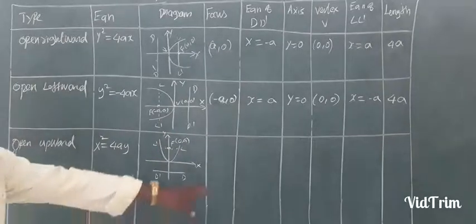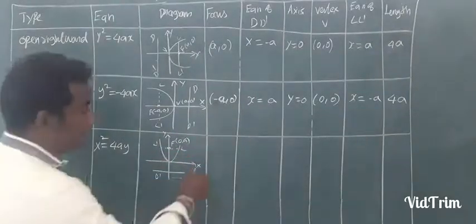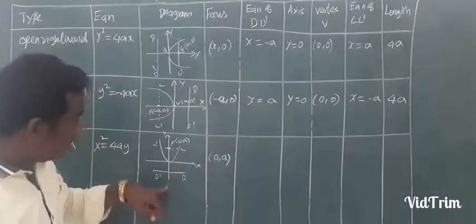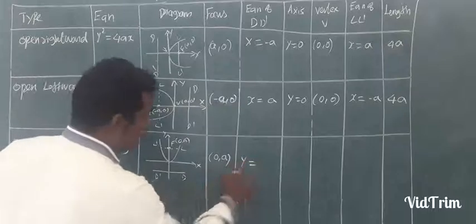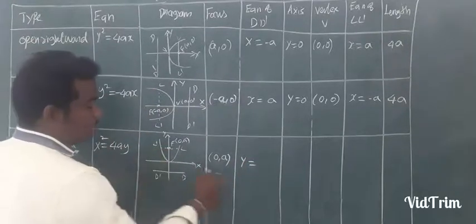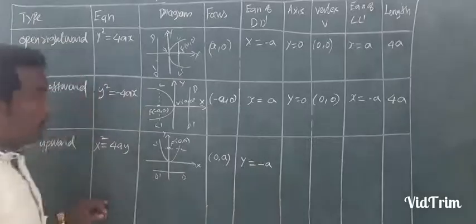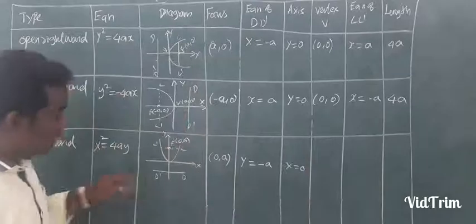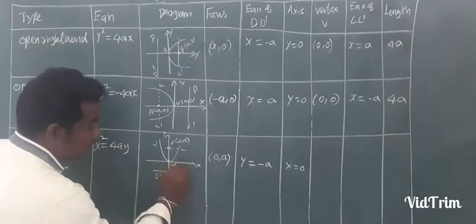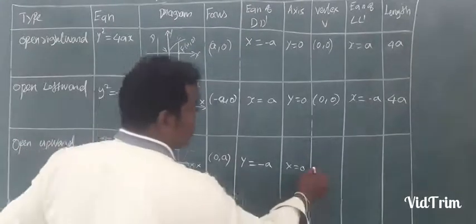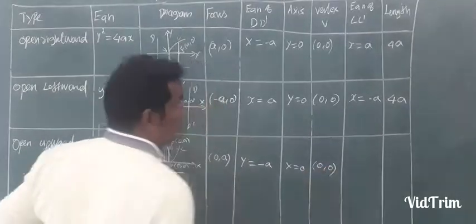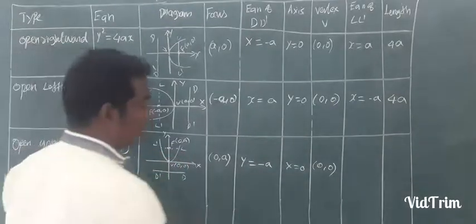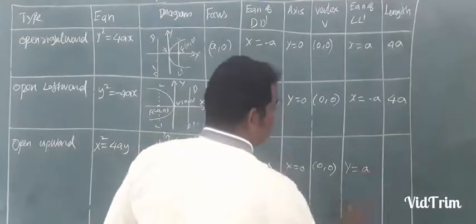Now you write the focus here, 0 comma a, and the equation of the directrix, that is downward. So we denote y is equal to minus a, because it passes through the negative side. And next, the axis: here x is equal to 0, and the vertex, that is the touching point V, is 0 comma 0. And next, the equation of the latus rectum, starting from the focus coordinate. So we denote y is equal to plus a.